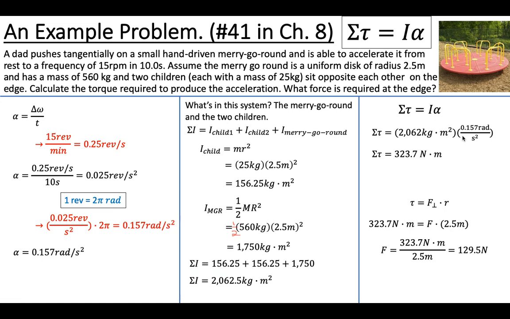Really easy. And then this equation is not too bad either, right? Once we had our torque, we knew the distance. The dad was where the force was. The force from the dad was on the outside edge, so we had that radius too. And just a quick 323 divided by 2.5. Boom, there you go. All right, so it's not too bad.